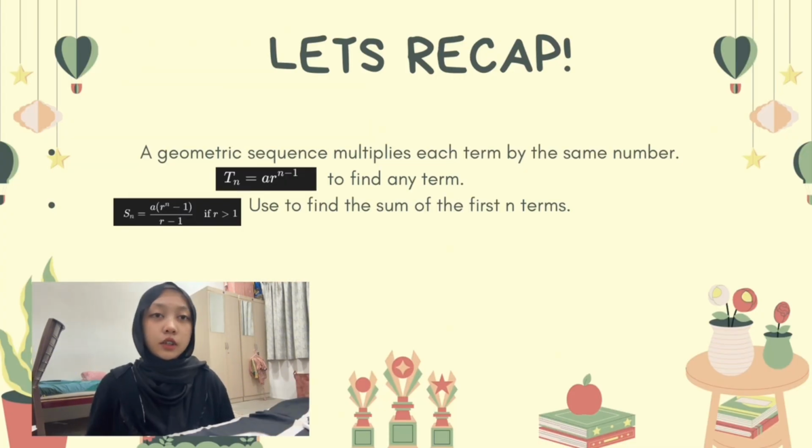Now let's do a quick recap of what a geometric sequence is. A geometric sequence multiplies each term by the same number. We can use the formula Tn equals A R to the power of n minus 1 to find any term, and then you can use Sn equals A in brackets R to the power of n minus 1, divided by R minus 1, to find the sum of the first n terms.